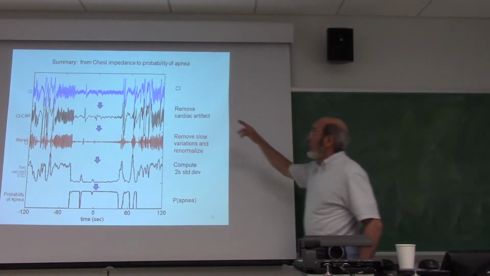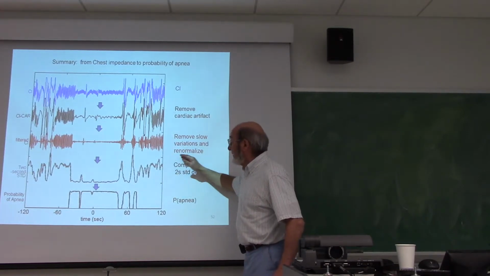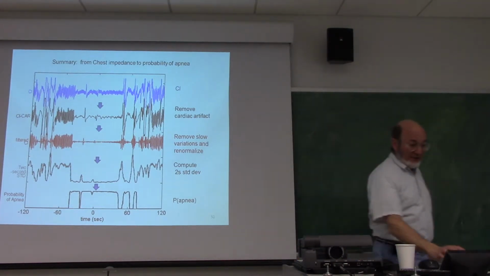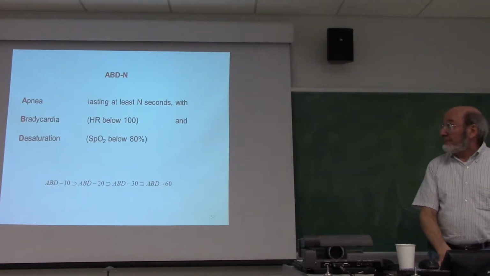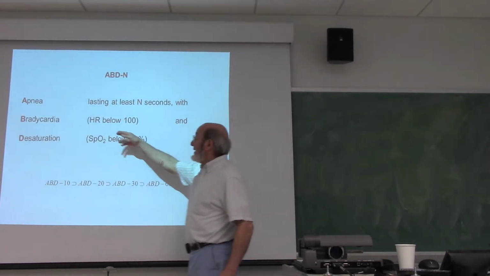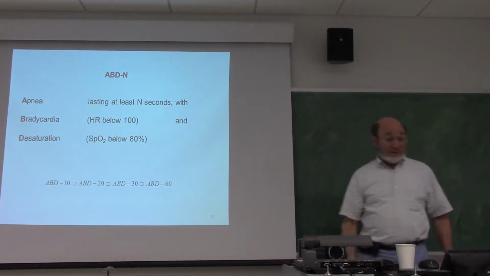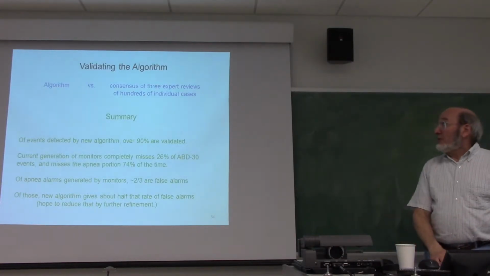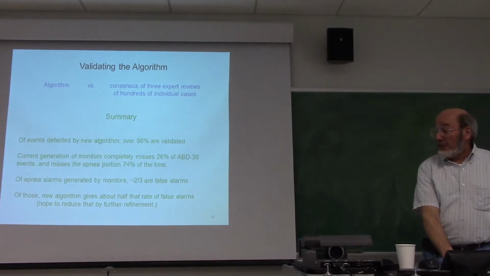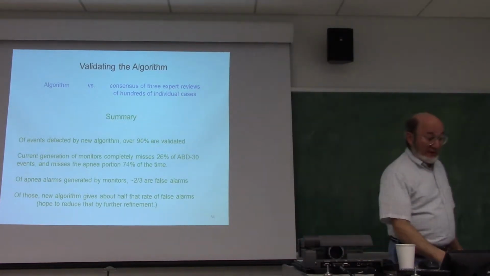Okay, so from chest impedance, remove the cardiac artifact, remove the slow variations, adjust the scale, compute the standard deviation on 2-second intervals, and convert that to a probability of apnea. And we report them as ABDN events: apnea with bradycardia, that means slow heart, desaturation means oxygen low, and lasting at least n seconds. I won't tell you about validating the algorithm, it took a long time, but of events detected by the new algorithm, over 90% are correct.